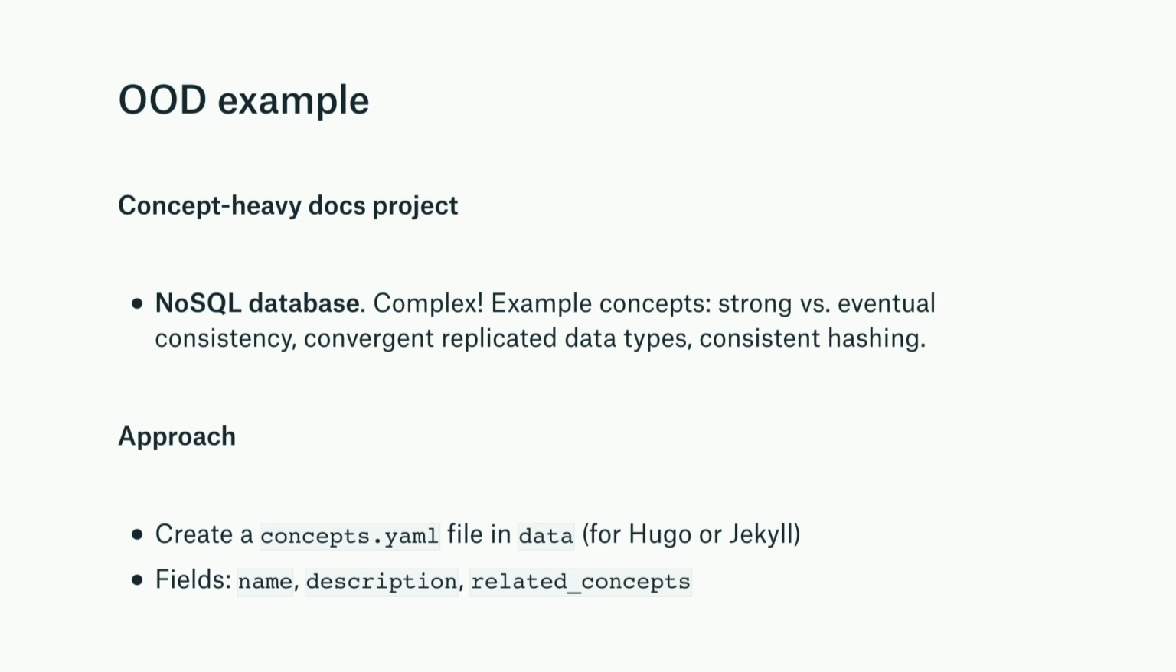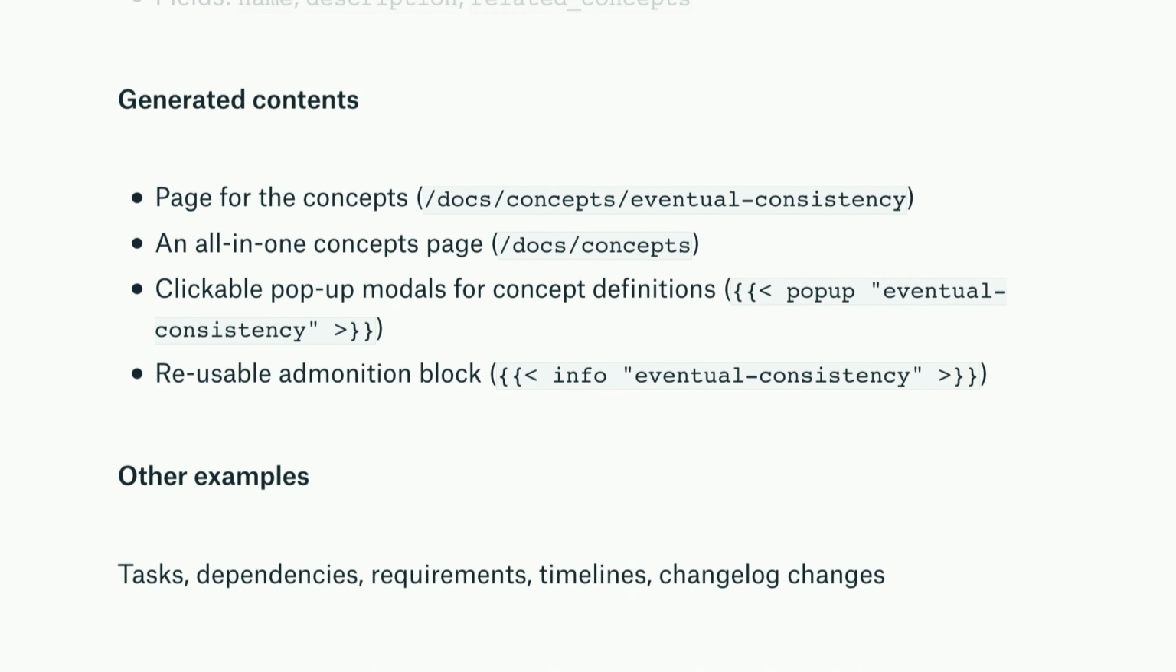An approach to doing this might be to create a concepts.yaml file for Hugo or Jekyll in the data folder, and you have different fields in there: name, description, related concepts. And then from that, you can generate all kinds of different content. You can generate a specific page for the eventual consistency concept. You can combine all your concepts together in one page. You can create clickable pop-up modals for the different concept definitions. So you click on the eventual consistency word in one of your narrative files, and it pops up. There you go. Or you can create an admonition block, like an info block. And there are lots of other things you can do with this: tasks, dependencies, requirements, timelines, changelog, etc.